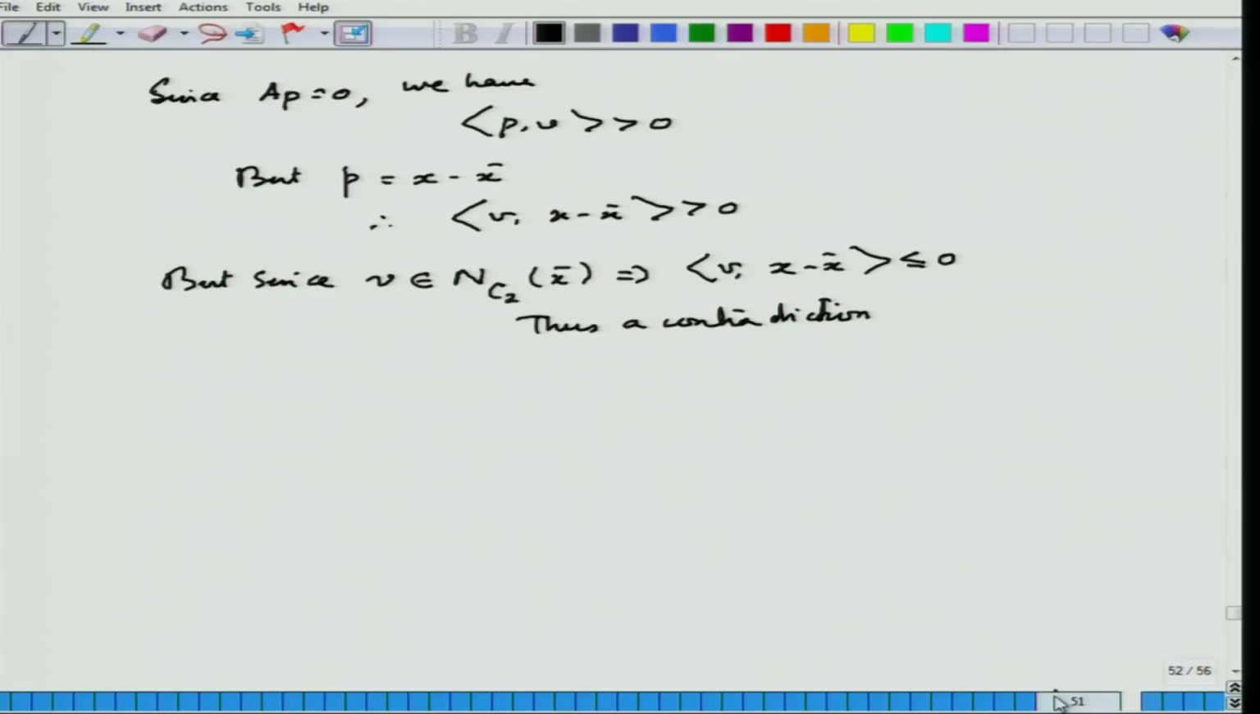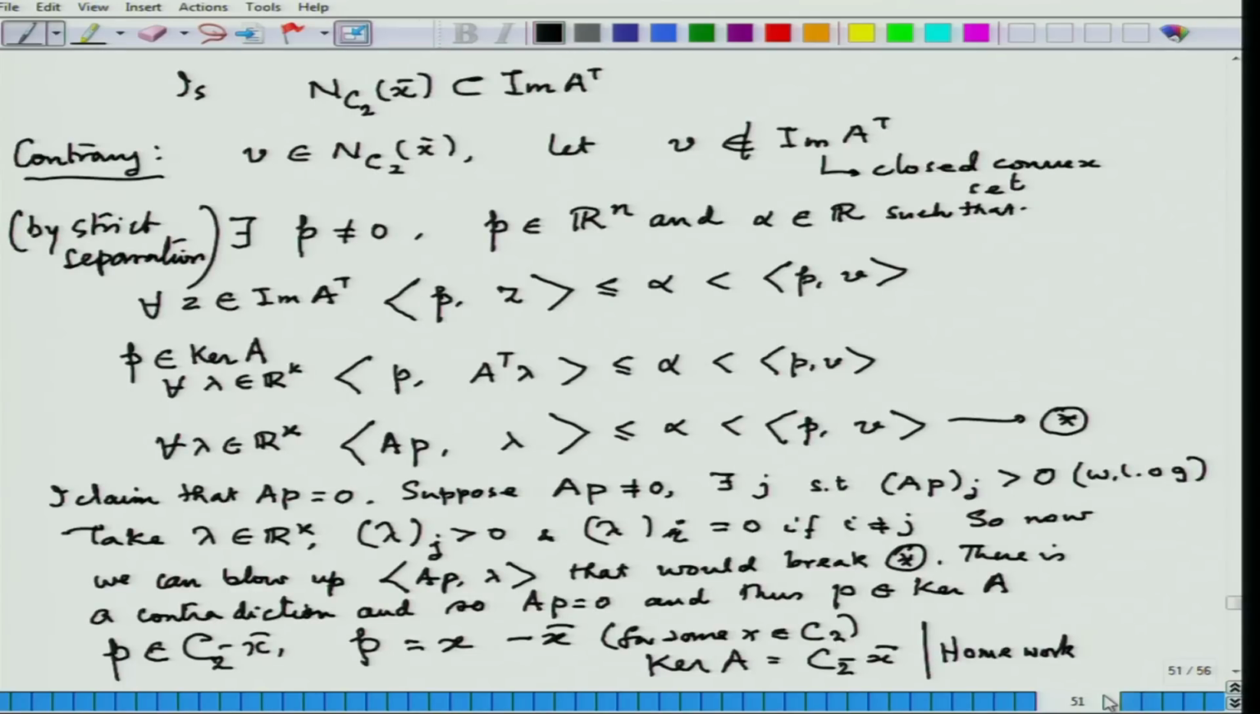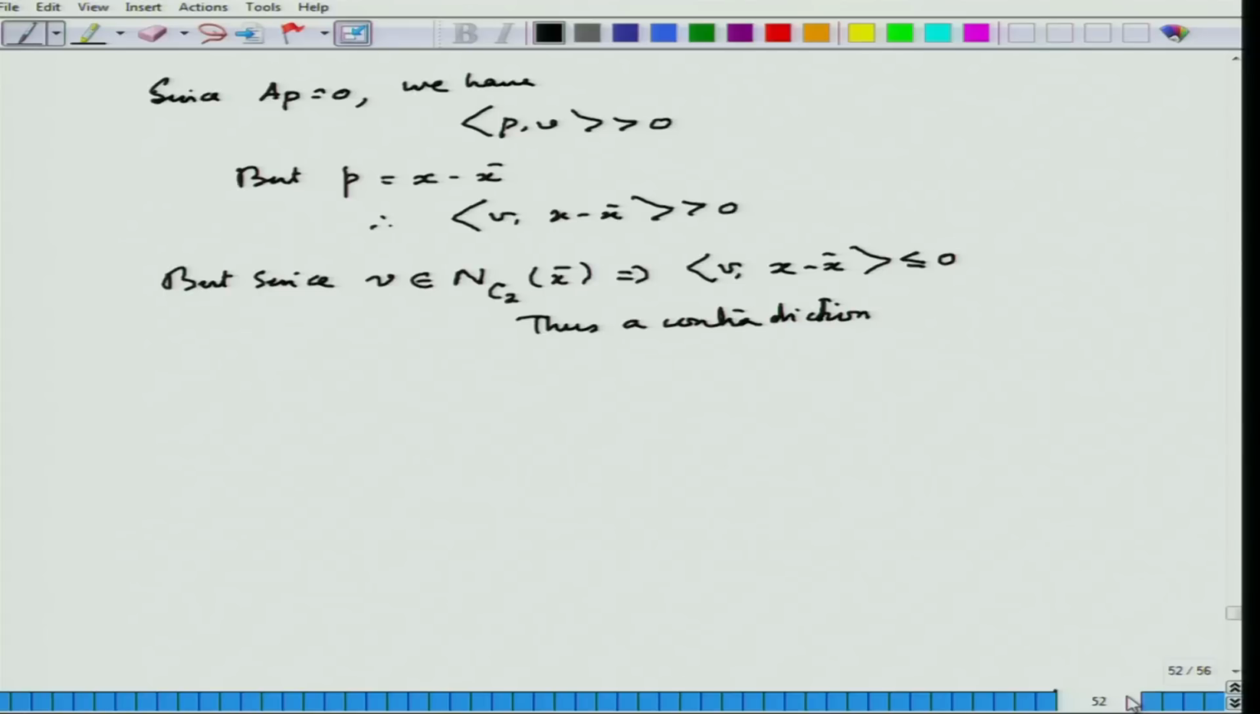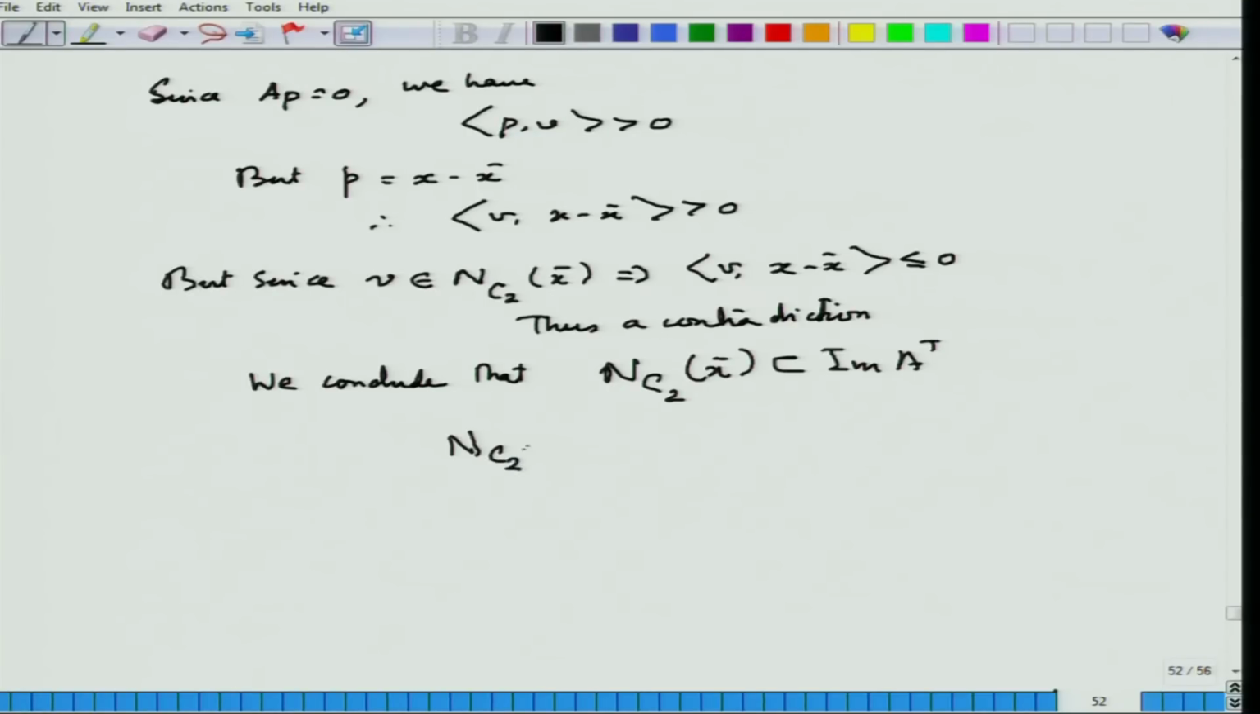So, our initial claim that there is a V in N C2 x bar and V is not in the image of A transpose is wrong, and hence we conclude that N C2 x bar is also a subset of the image of A transpose. So, we have proved both ways, this is a subset of this and this is a subset of this, and so we will have N C2 of x bar is equal to the image of A transpose.